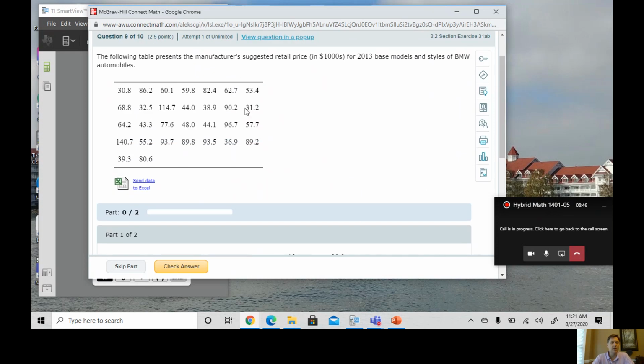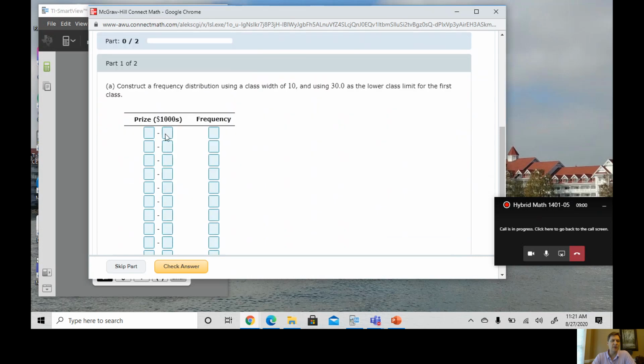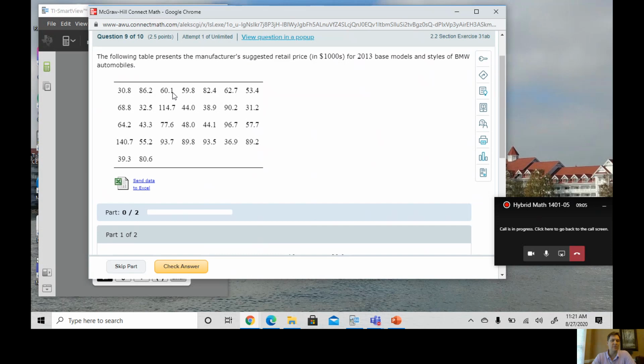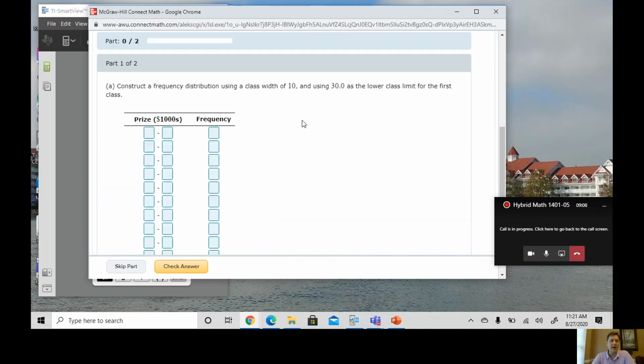All right, here's an example where we have to do the frequency distribution ourselves. Notice that all the data is rounded to the nearest tenth. So that's what our upper class limit is going to do. It's going to be whatever it is, 0.9, okay? Here it says you want the class widths to be 10 and 30.0 to be the first one. So if I start with 30, the next one's going to be 10 more than that, and so on and so forth. So that's pretty easy.